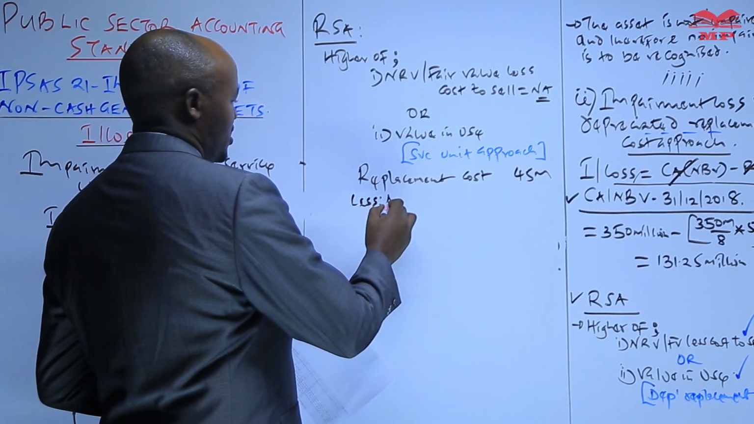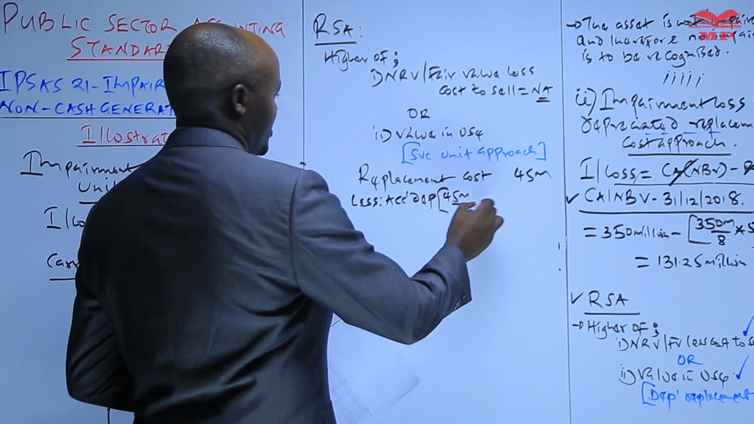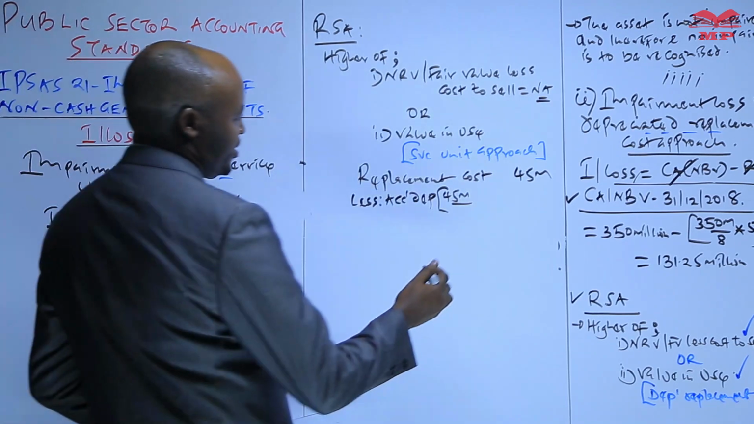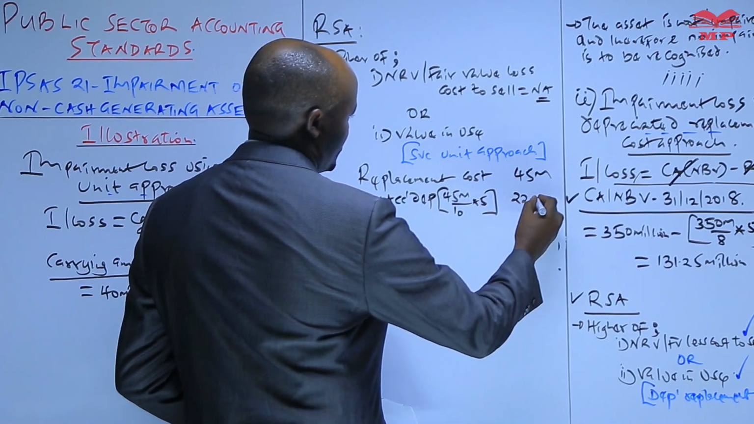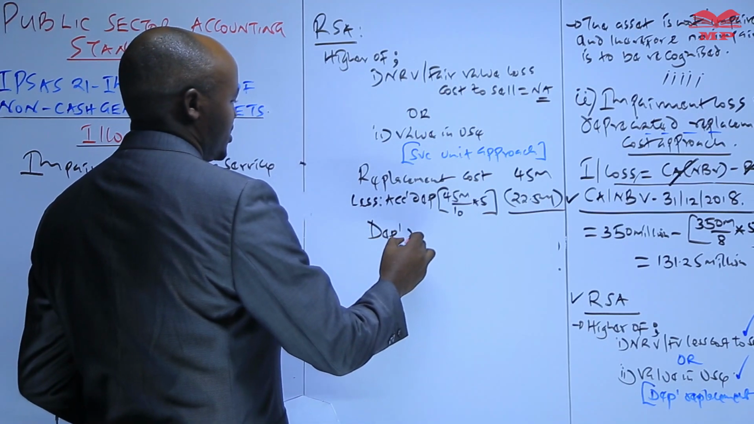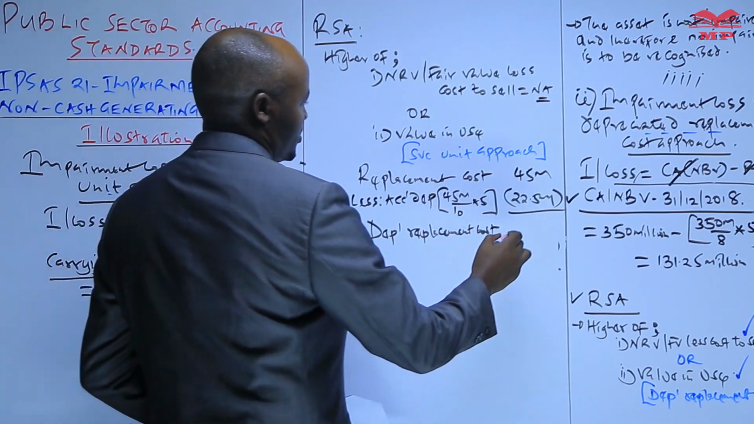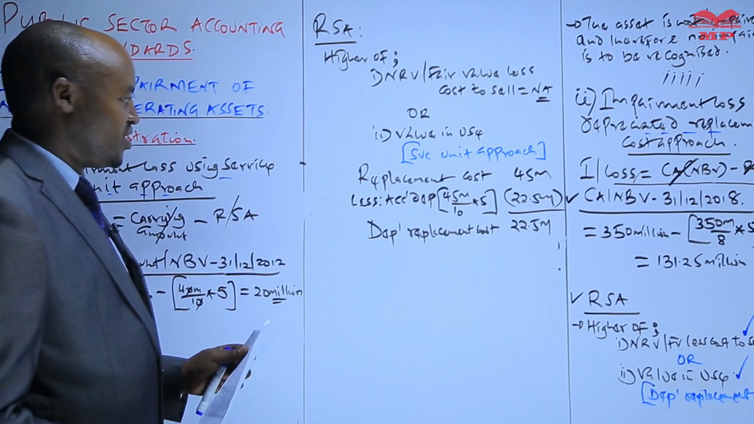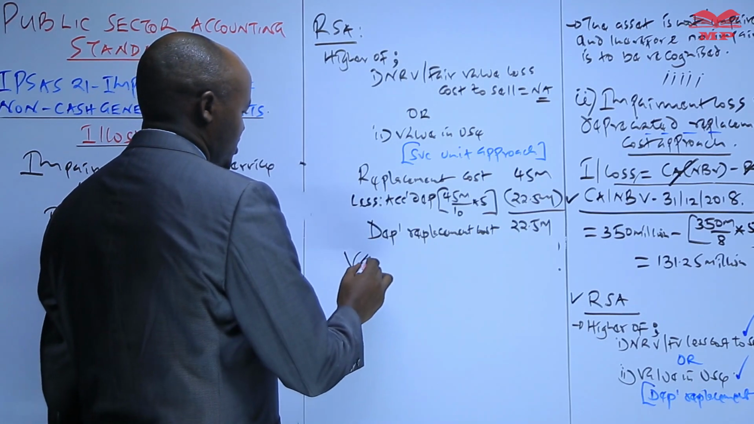So what we need to do is less accumulated depreciation, which is computed by taking the replacement cost and then depreciating that amount over an equivalent duration. So we divide this by 10 times 5, which is basically half of that, 22.5 million. And whatever you get here is known as the depreciated replacement cost, which is equal to 22.5 million.